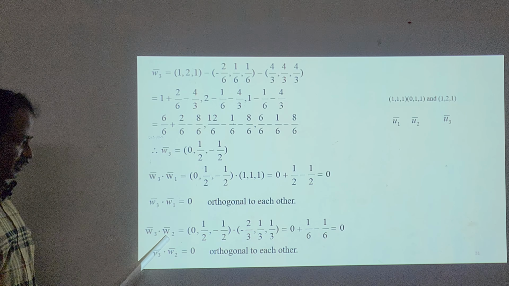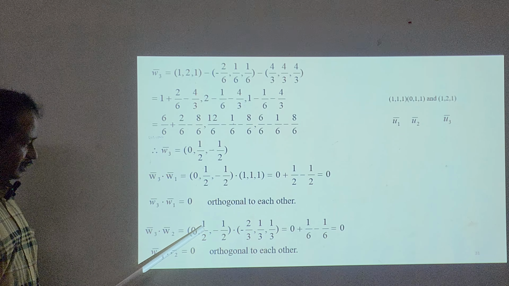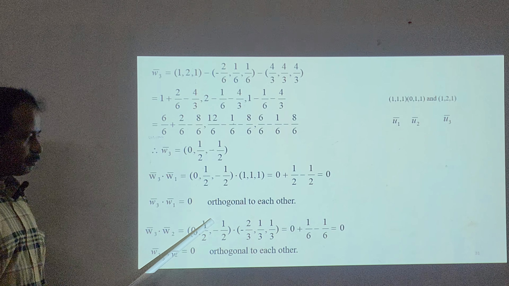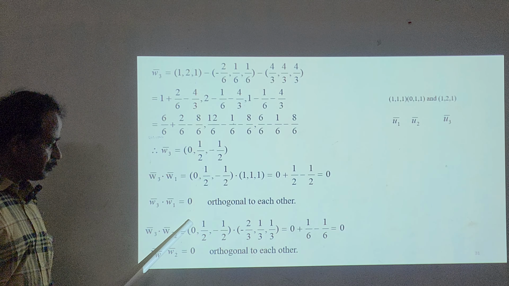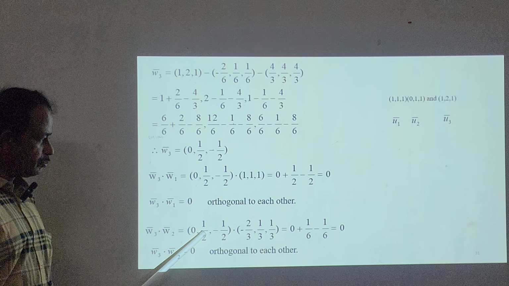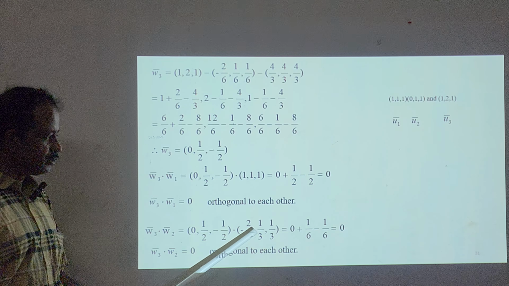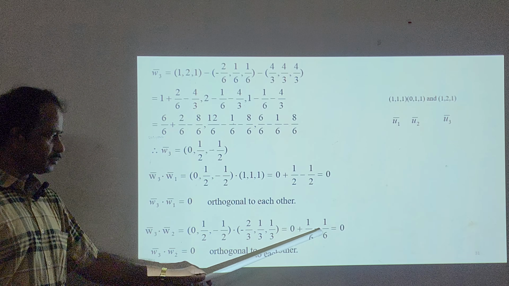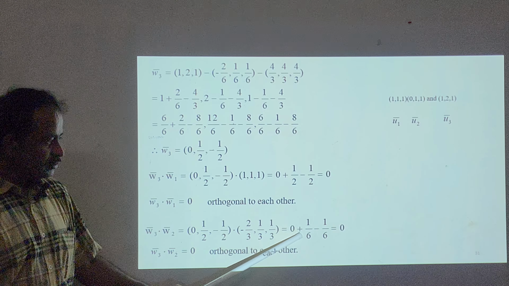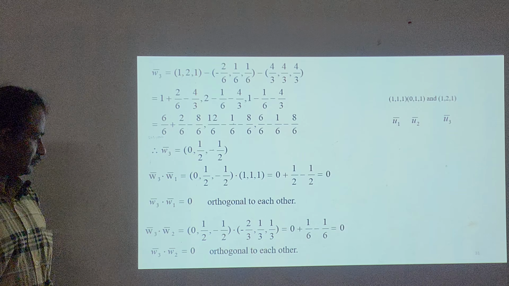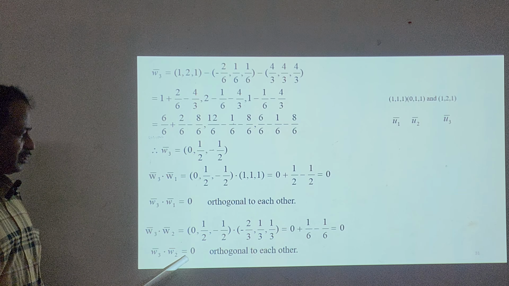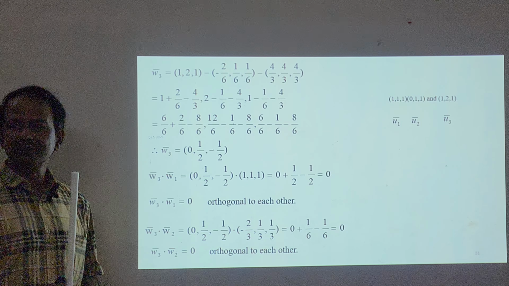Now we'll go for W3 dot W2. So this is your W3 and this is your W2. The dot product of these two will give you 0 plus 1 by 2 multiplied by 1 by 3, that will give 1 by 6, minus 1 by 2 multiplied by 1 by 3, that will give you minus 1 by 6, which is equal to 1 by 6 minus 1 by 6, equal to 0. So W3 dot W2 equals 0. So they are orthogonal to each other.